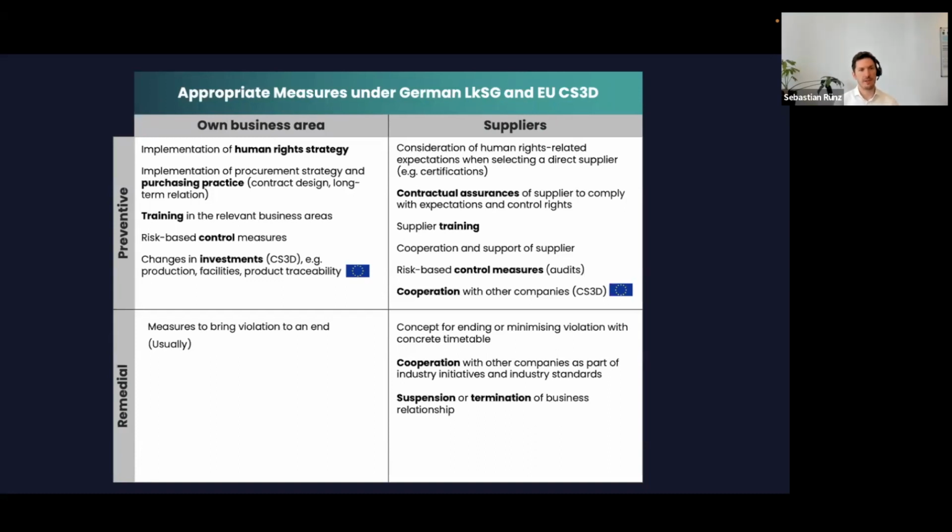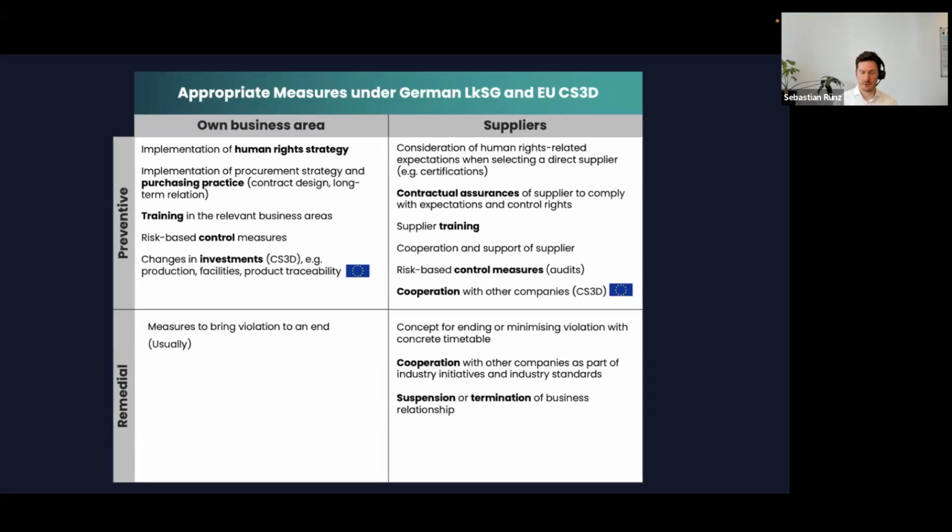When you look at the remedial measures in your own business area, it's important to mention that at least under the German Supply Chain Act, the legislator expects companies to bring violations to an end. You can see we added the word usually. This depends on whether we look at the own business area in your own company in Germany or abroad. In Germany, you would need to bring violations to an end; abroad, usually to an end. It's a slight difference, but it's important to mention because usually the legislator just requires companies to use best efforts to minimize human rights risks. But with respect to your own business area, it's not only best effort, you need to end any violation you found in your own company.